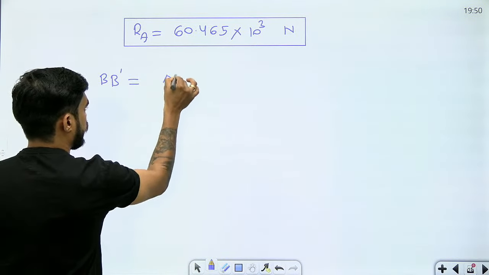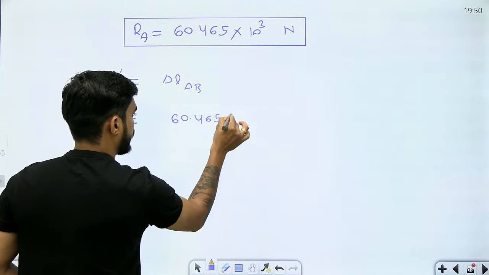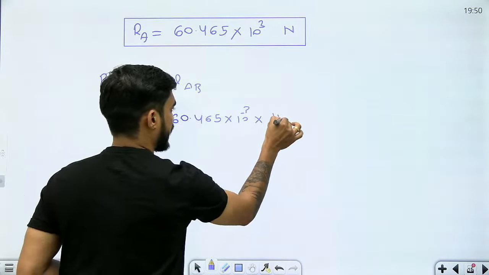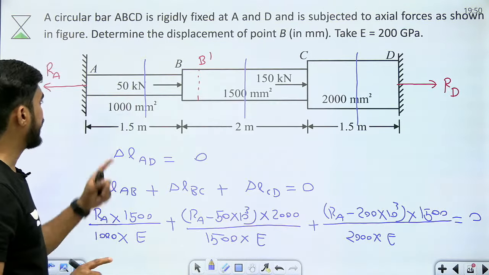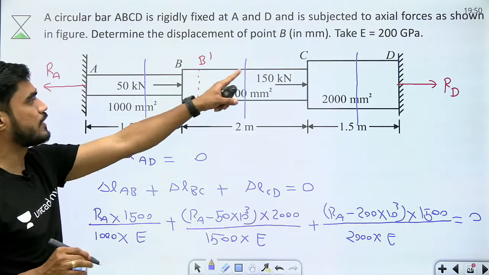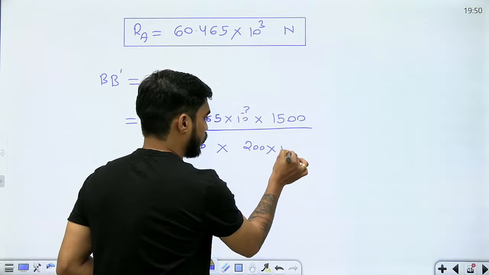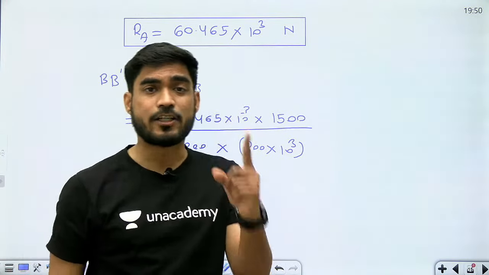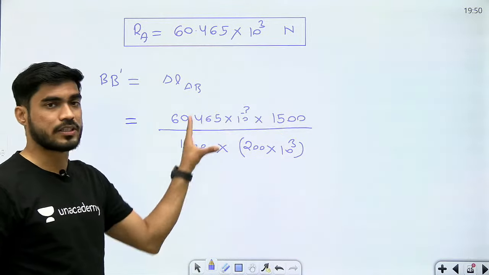So BB dash is going to be equal to delta L of AB, which will be 60.465 into 10 to the power 3 multiplied by the length of AB, which is 1500 mm. I have to put everything in Newton and mm. Divided by the area, 1000 mm square, multiplied by Young's modulus, 200 gigapascal. Convert it into megapascal, so it will be 200 into 10 to the power 3, since 1 gigapascal is 10 to the power 3 megapascal, Newton per mm square. So everything is in Newton and mm.